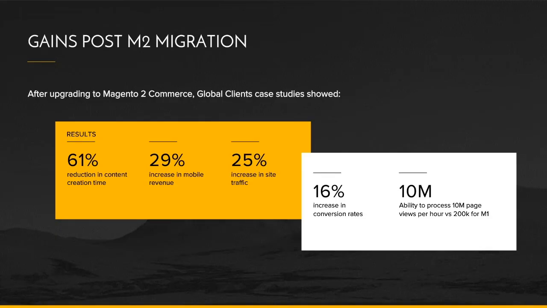And what we found is generally, globally, after upgrading to Magento 2 Commerce, clients showed a 61% reduction in content creation times. This really speaks to the Page Builder effect, really just optimizing the way that you manage your content. We've seen a 29% increase in mobile revenue, 25% increase in site traffic, 16% increase in conversion rates. And also another really great improvement is just the ability to process 10 million page views per hour versus 200,000 for M1. So again, just talking to the performance capabilities of Magento 2 versus M1.